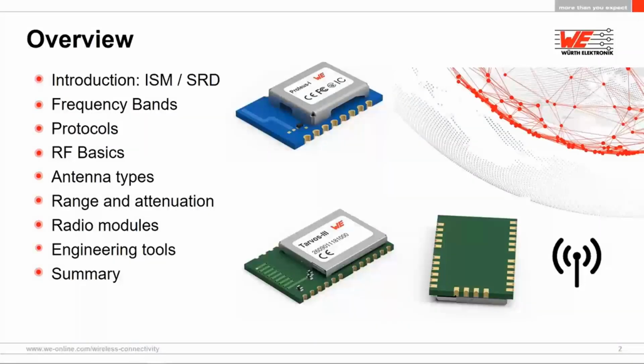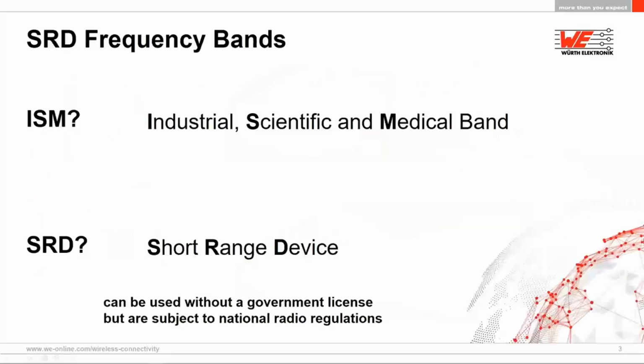I'd like to quickly give you an overview of what is ISM or SRD. We'll have a look at some frequency bands, protocols, some RF basics, and thereafter some antenna types, a bit on the range and attenuation, as well as radio modules and some engineering tools. Yeah, let's start off. SRD, frequency bands.